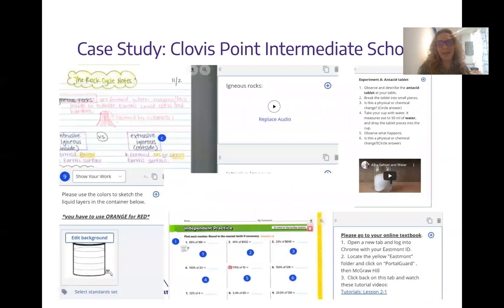So we move on to our case study, one of our IPP demonstration sites, Clovis Point Intermediate School in Wenatchee, Washington, Eastmont School District. Clovis Point Intermediate School likes to describe the technology they use to support all students as accessible technology instead of assistive technology.